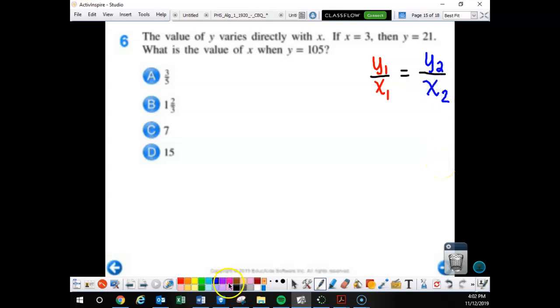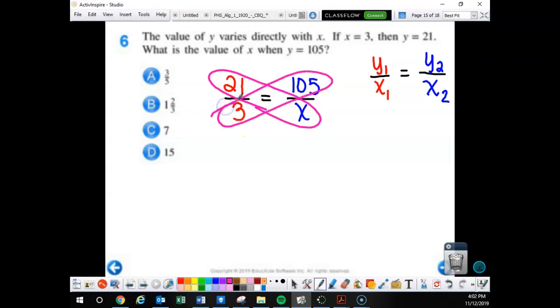Okay, so basically, I know that when x is 3, y is 21, so 21 over 3. And then I want to figure out what x is when y is equal to 105. So I'm trying to figure out this x. So again, you want to cross multiply 21 times x and 3 times 105.